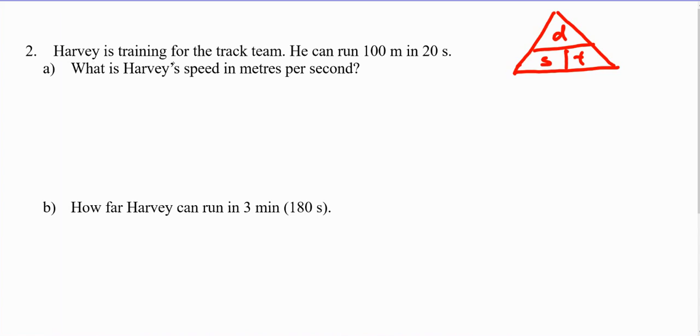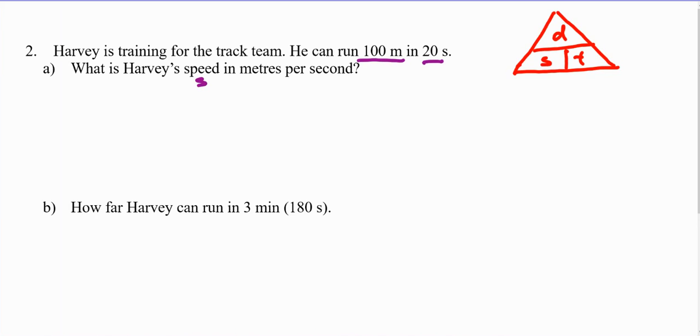Okay, so Harvey is training on a track team. He can run 100 meters in 20 seconds. Doesn't seem very fast. Maybe he's a small child, I guess, or something, but he wouldn't make the Olympics with that time. Okay, so what is Harvey's speed?